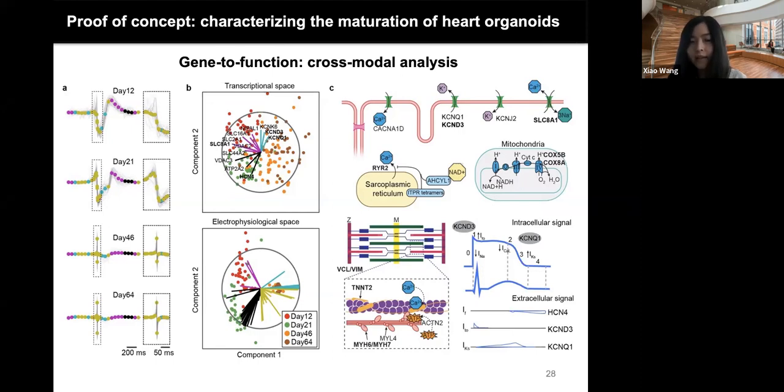This gene-to-function correlation will serve as a basis for many important biological discoveries to better understand a lot of different biological processes. In this case, it's the maturation of heart organoids, but it could be applicable to other biological systems. So this is just a proof of concept example. We call it in situ electrosequencing, to allow us to integrate electrophysiology with gene expression.